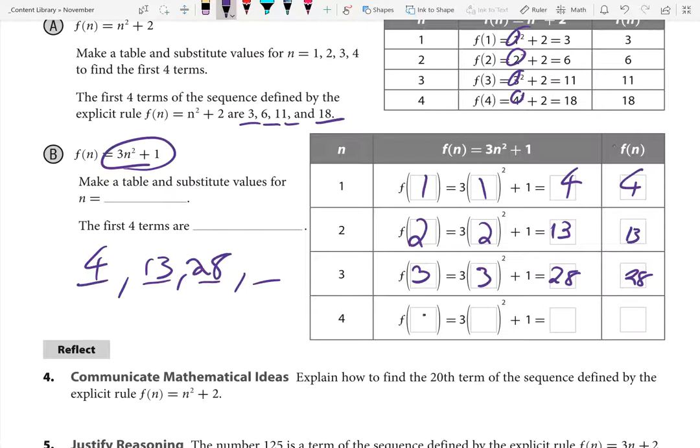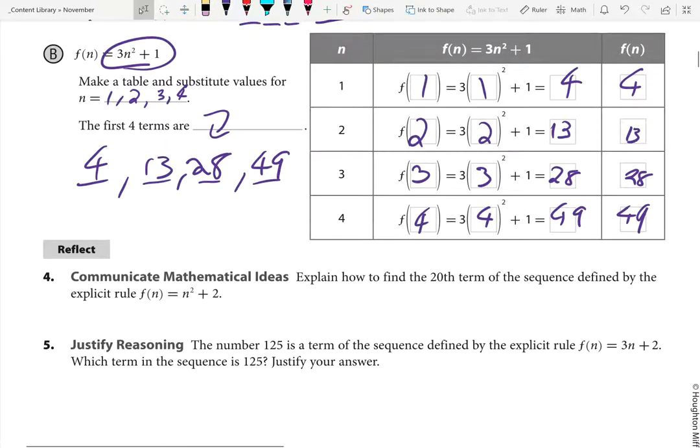And then lastly, if we want to find the fourth term, we plug in 4. So 4 to the second power is 16. Multiply it by 3, that's, no, I'm sorry, that's 48. And then 48 plus 1 is 49. So our fourth term is 49. So remember, we plugged in 1, 2, 3, and 4 because we were asked to find the first 4 terms, right? And our first 4 terms are 4, 13, 28, and 49.